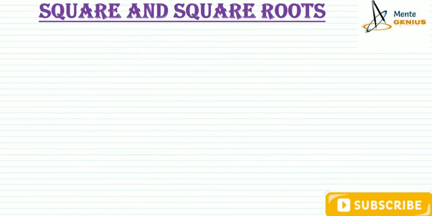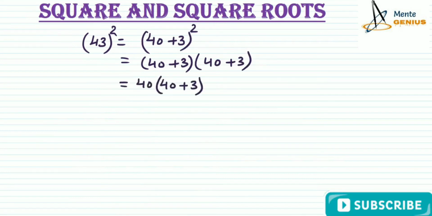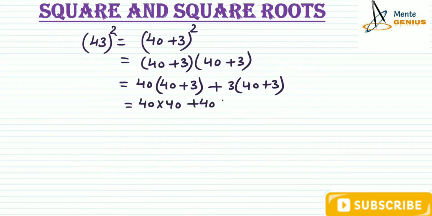So, if you have to find out 43 square, first you will write it as 40 plus 3, right? Square. Now 40 plus 3 square can be written as 40 plus 3 times 40 plus 3. This is the long method to finding the square as per NCERT syllabus of class 8. Now you will multiply 40 times 40 plus 3 plus 3 times 40 plus 3, distributive property we have applied here. Okay, now 40 times 40 plus 40 times 3, plus 3 times 40 plus 3 times 3. We have opened up the brackets.